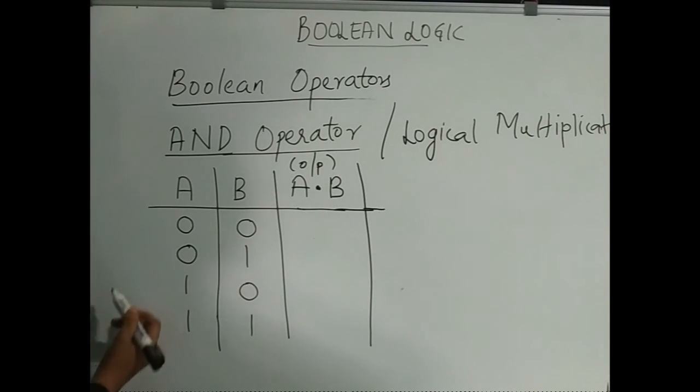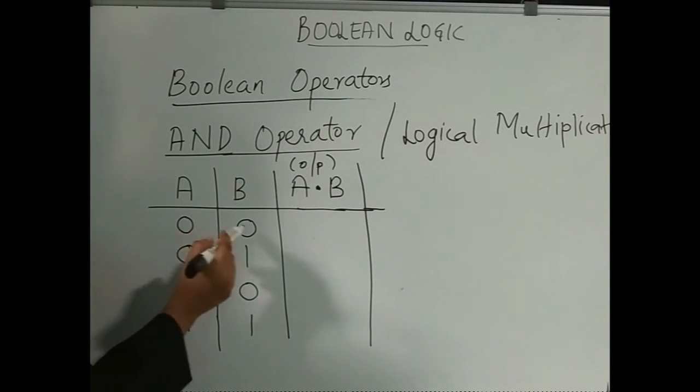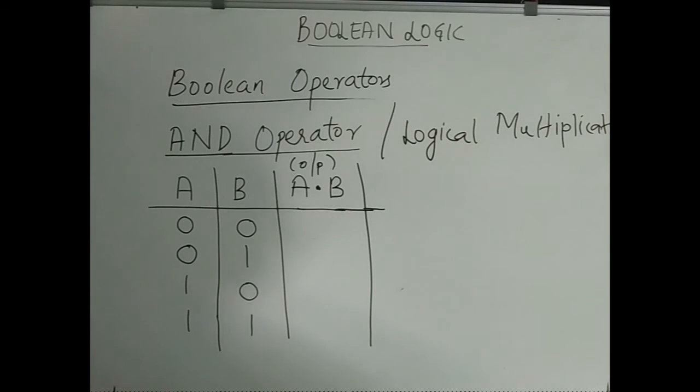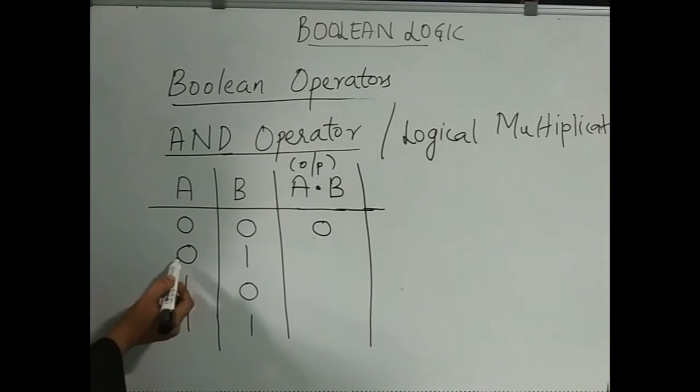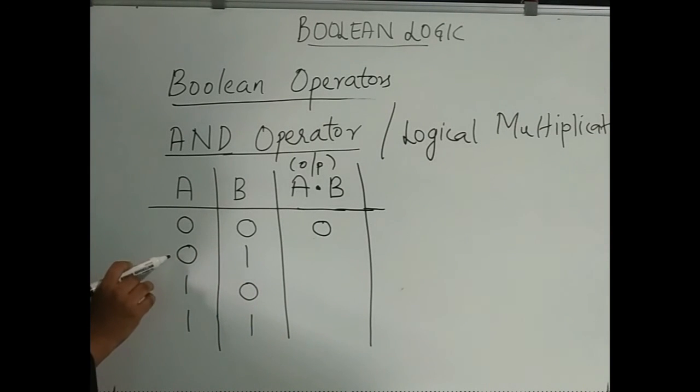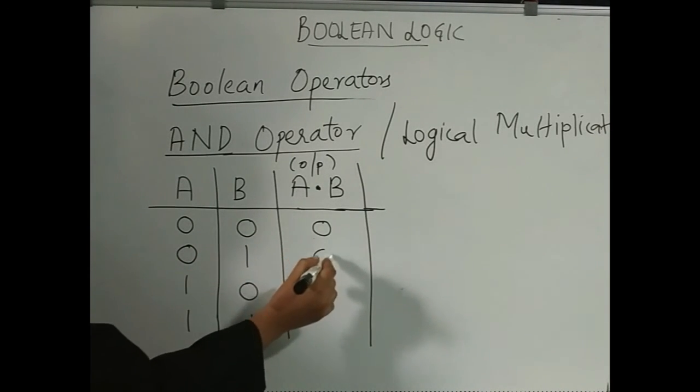I repeat, if any one of the input is 0, the output will be 0. So let us see. Yes, here A and B both are having zeros. So no problem, we can write it as 0. Here let us see 0 and 1. Yes, in one of the input, that is A, is having 0. So the output will be 0.